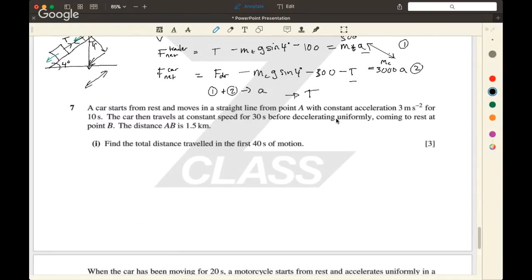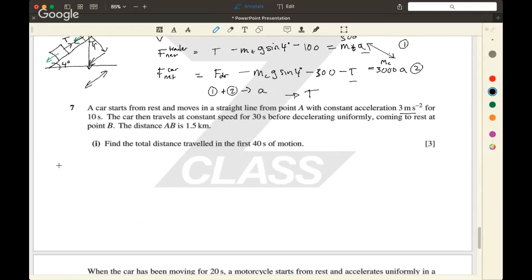Okay, question 7. Final question. A car starts from rest and moves in a straight line from point A with a constant acceleration for 10 seconds. Then it travels at constant speed for 30 seconds before decelerating uniformly.